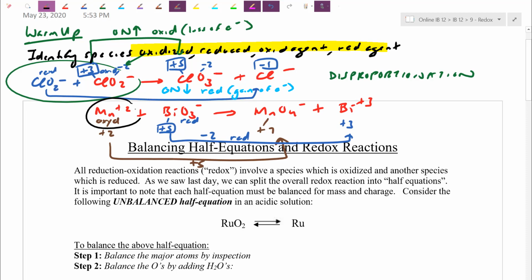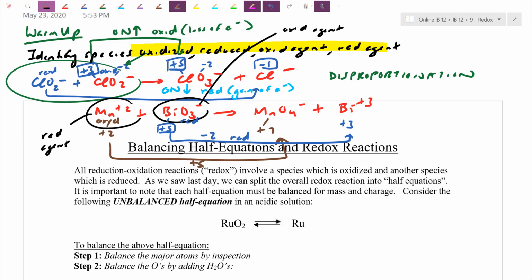If manganese plus 2 were not here, the BiO3 minus wouldn't be able to gain electrons. So manganese is also the reducing agent. Typically, in doing so, it gets oxidized, and therefore BiO3 minus is also the oxidizing agent. Again, if it weren't confusing enough here just with terminology, an agent is just present to help something else oxidize or reduce. Okay. In today's lesson, we're going to flesh it out a little bit here.